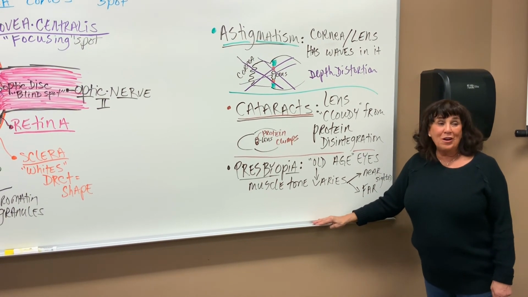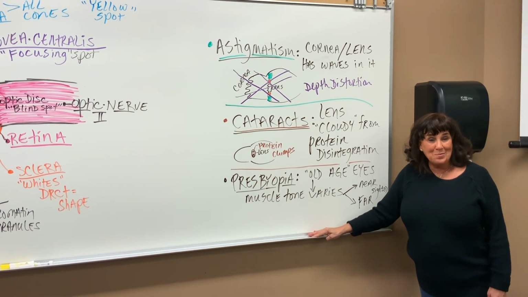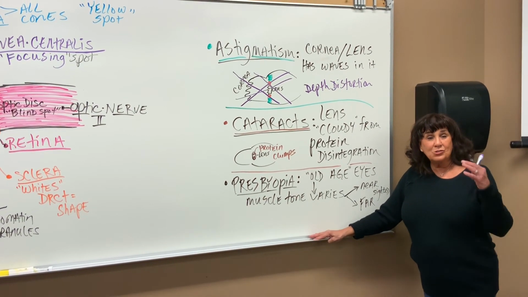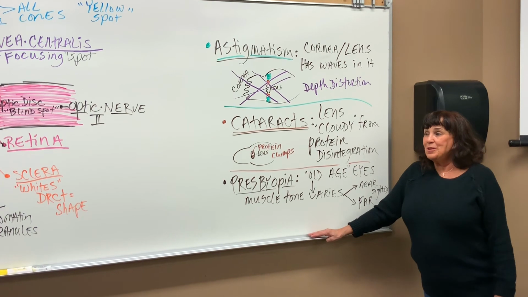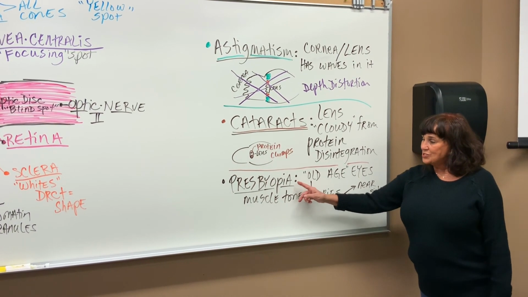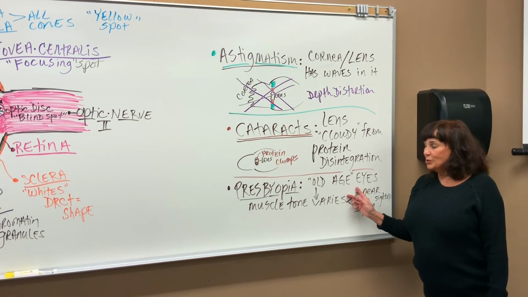And yes, there are exercises for those eye muscles that you can do. Rotate them up and down, sideways, to try to maintain that tone. But sometimes you can do the exercises and it doesn't even work. So anyway, that's the term presbyopia, means old age eyes.